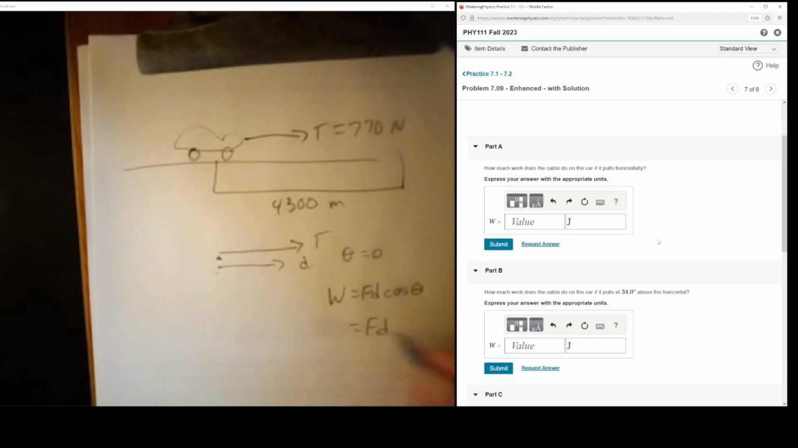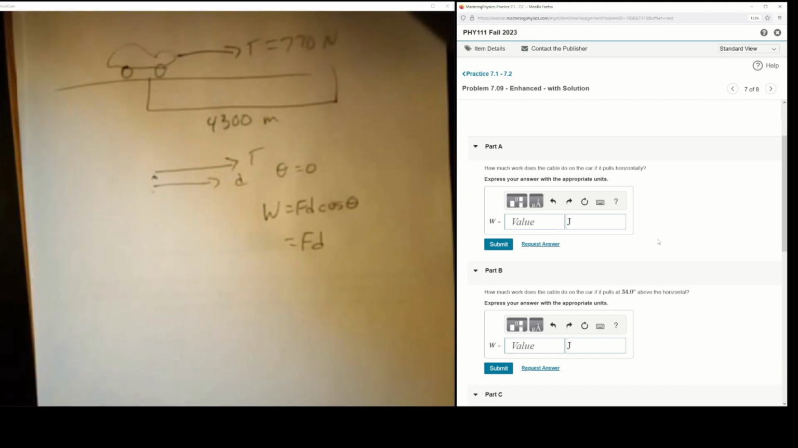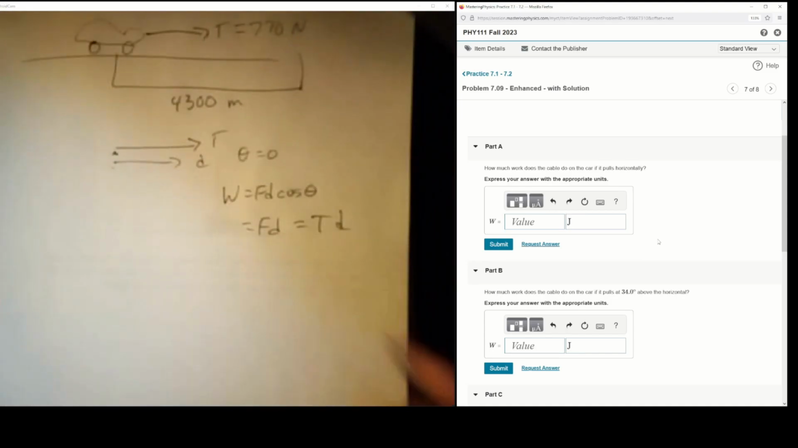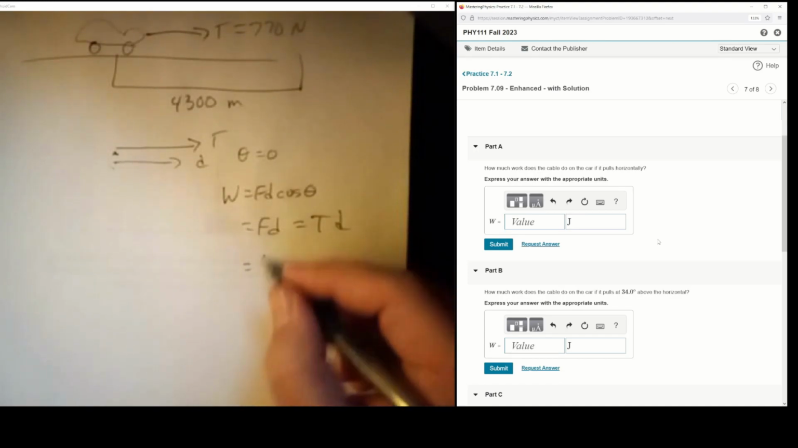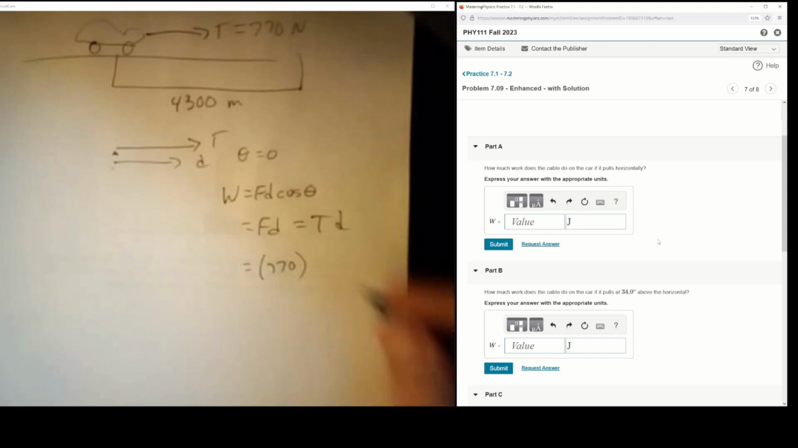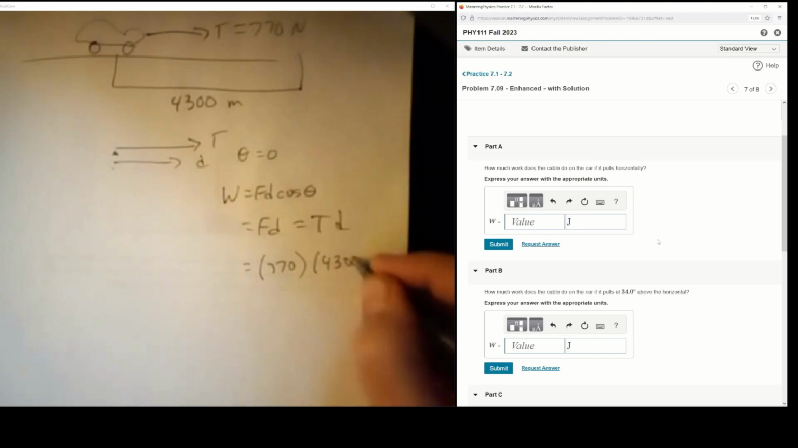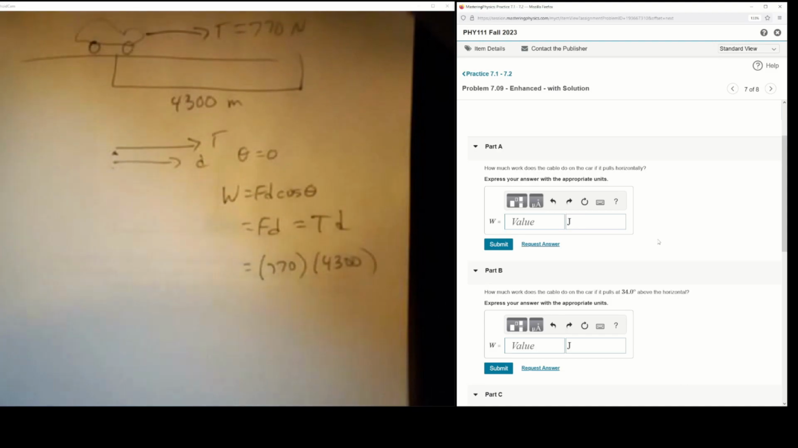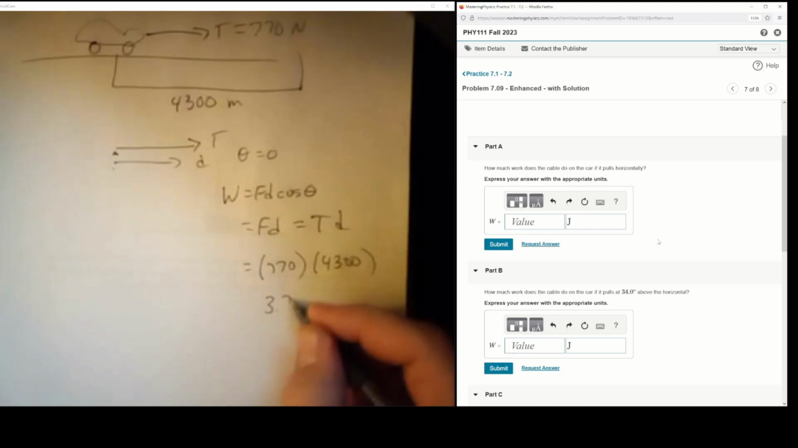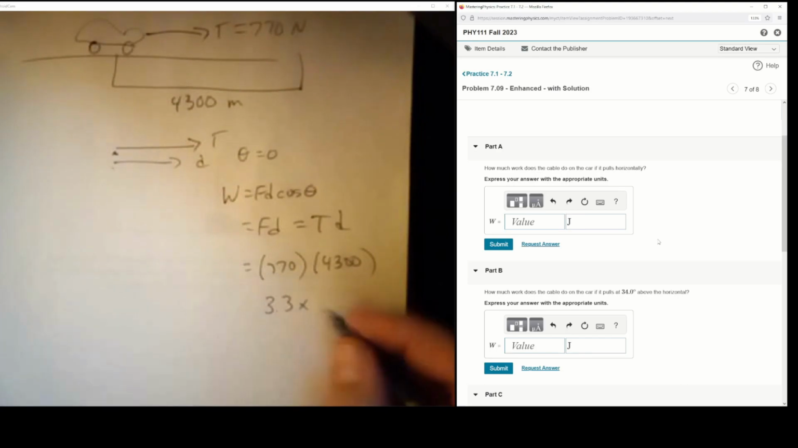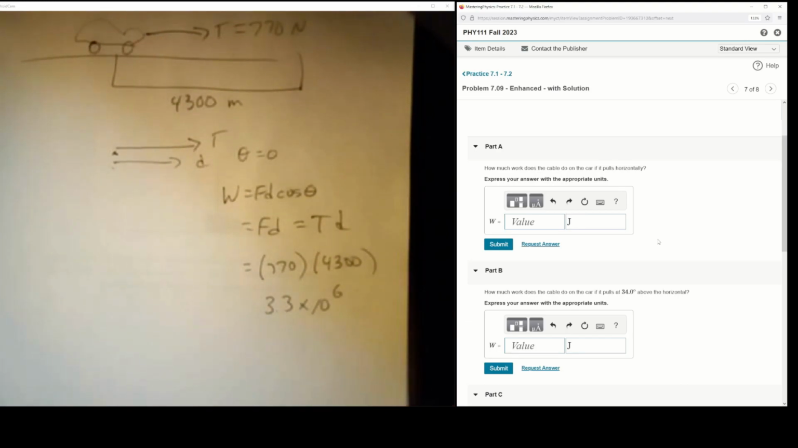And so we get just force times displacement. The force we're looking at here is tension. They're telling us the tension is 770, and they're telling us the displacement is 4,300. Which is, now this is a larger number, so I'm going to write this in scientific notation, because that's what my calculator is giving me now when the numbers get larger. 3.3 times 10 to the 6 joules.